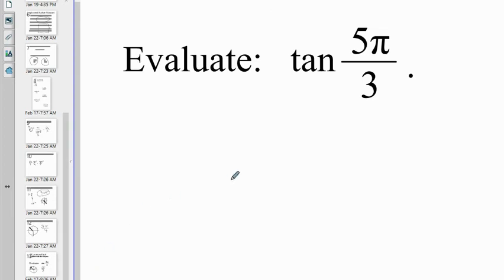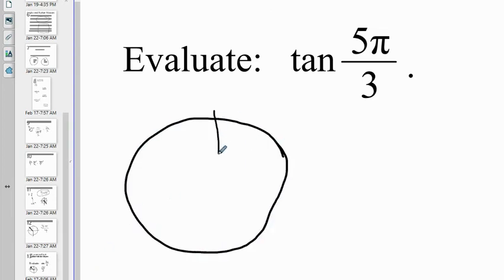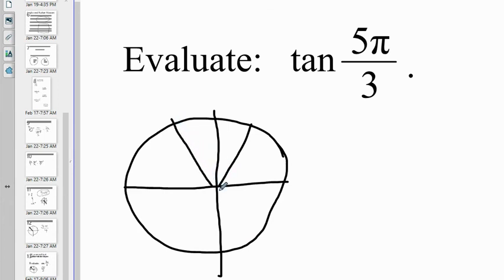Tangent of 5 pi over 3. Let's see, where's 5 pi over 3? I know pi over 3 is 60 degrees. So I've got 60 degrees, then 120 degrees, that's 2 pi over 3. Here's 3 pi over 3, and 1 pi is 180 degrees. 4 pi over 3 is down here, that's 240 degrees. And 5 pi over 3, that's 300 degrees.